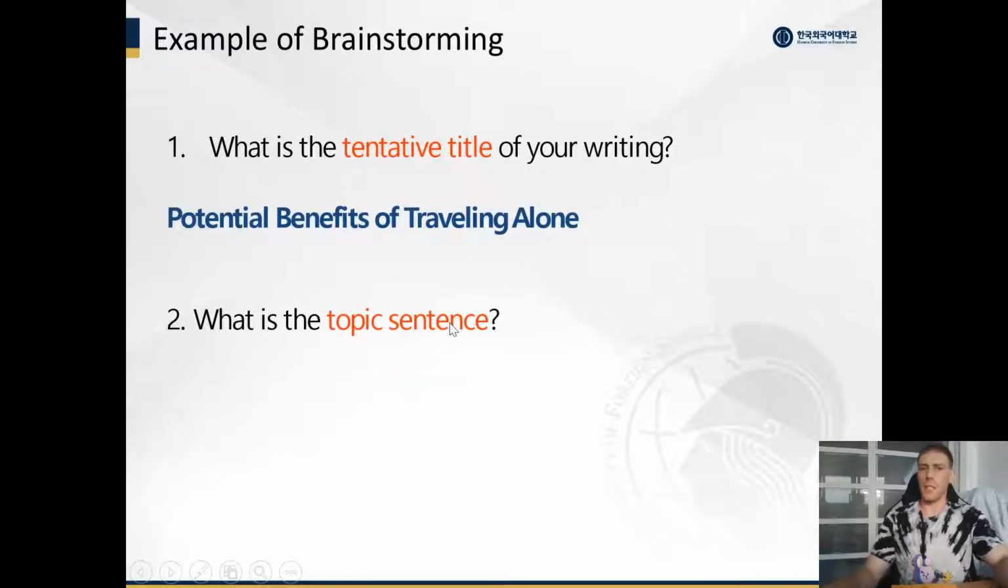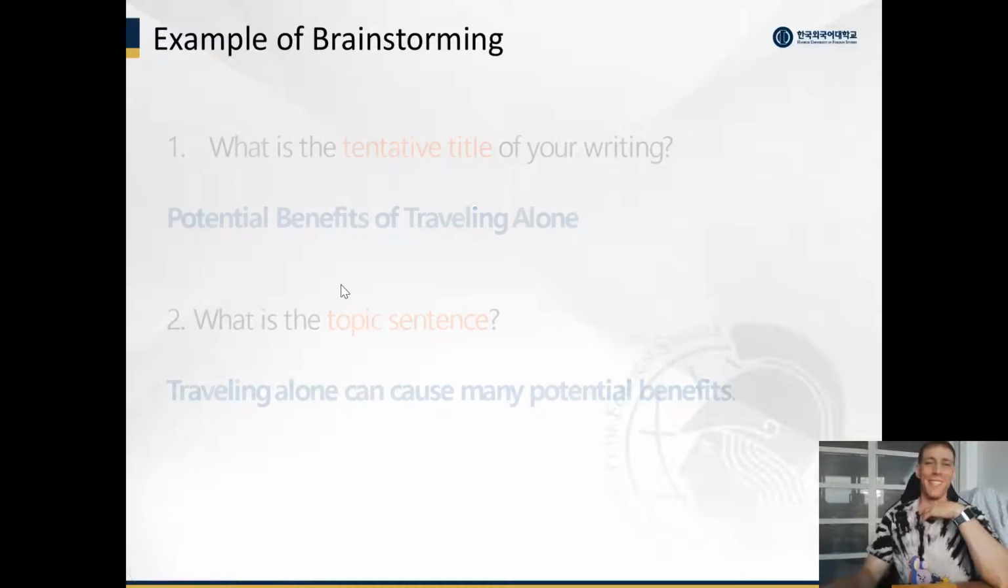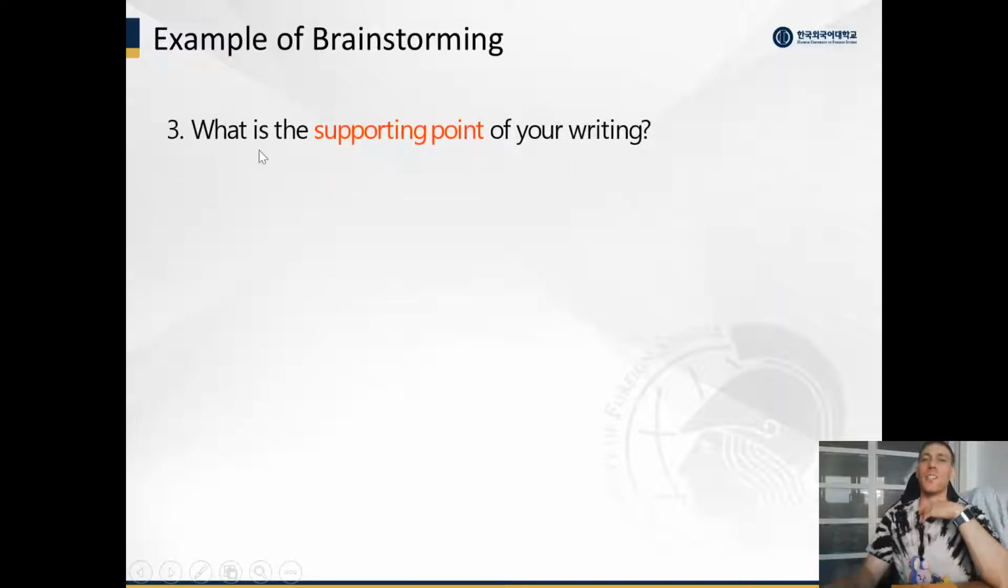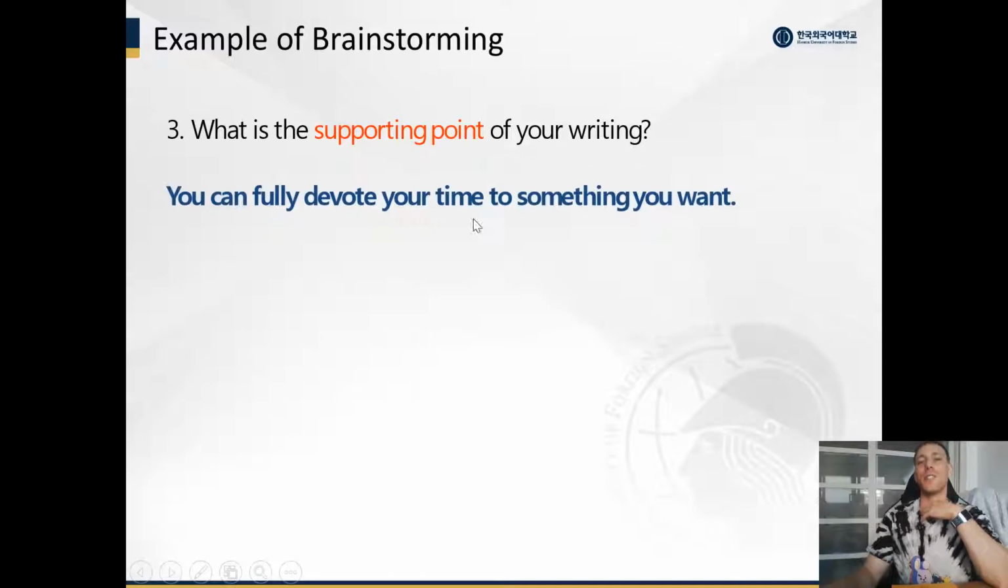What is the topic sentence? It's got to be about traveling. So, traveling alone can cause many potential benefits. Because my topic title is potential benefits, that's the only reason why it's done this way, okay? Next one. What's the supporting point of your writing? You can fully devote your time to something you want.